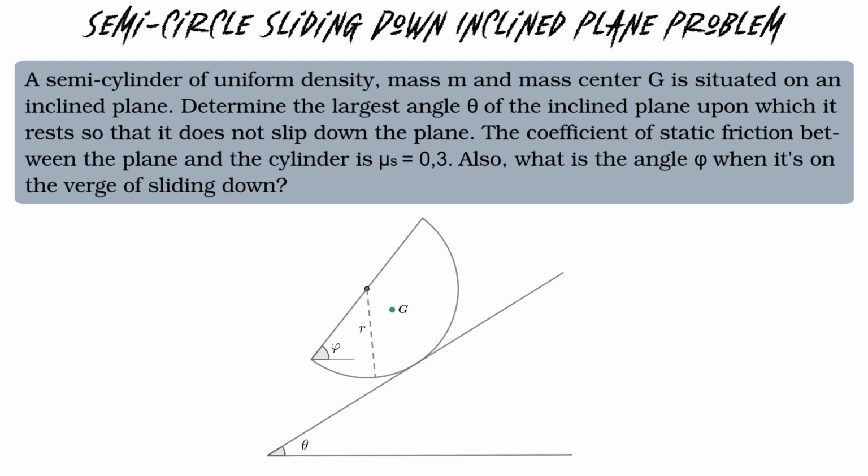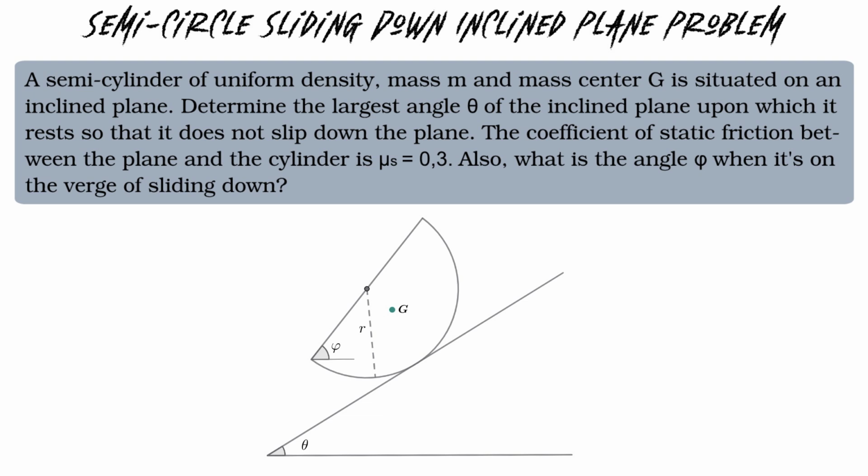So the problem is asking us to find the maximum angle the inclined plane can have before the semicircle starts slipping down or sliding down. Notice I say sliding and not rolling, as they're two different things in the statics and dynamics world. The problem is also asking us to find this angle here, phi, when the semicircle is on the verge of sliding down the inclined plane. The phi angle is a little bit more involved to find, but rest assured, no one will leave this video still scratching their heads. Okay, so first things first, let's find the theta angle. We can't find phi without finding theta anyway, so we'll have to start with theta.